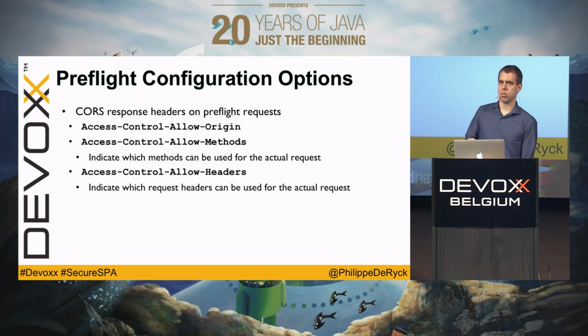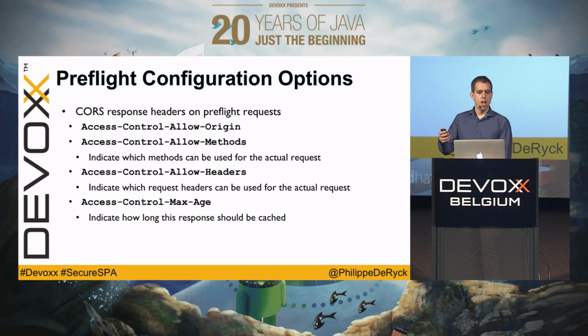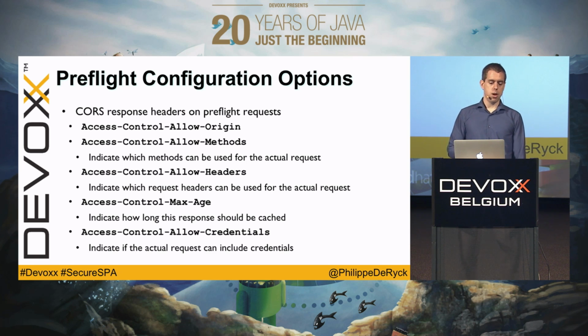If you use this custom header for authentication, for example, you definitely don't want to expose this to any XHR request, for example. You have a max age, which influences caching. So the max age request allows you to specify how long the pre-flight response is cached in the browser. And you can specify whether credentials are allowed or not.